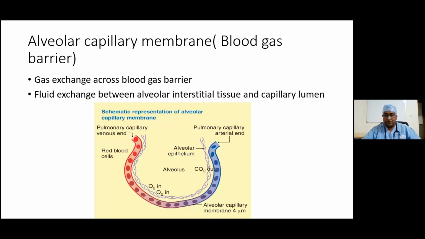Now, you have to keep in mind about the alveolar capillary membrane. This is very important when we discuss the pathological states in the next session. Now, alveolar capillary membrane is where the gas exchange occurs. This is otherwise known as a blood-gas barrier. Also, there will be fluid exchange between the alveolar interstitial tissue and the capillary lumen.